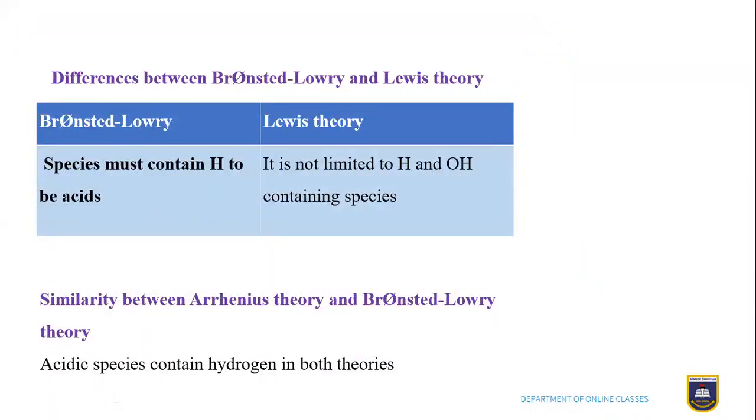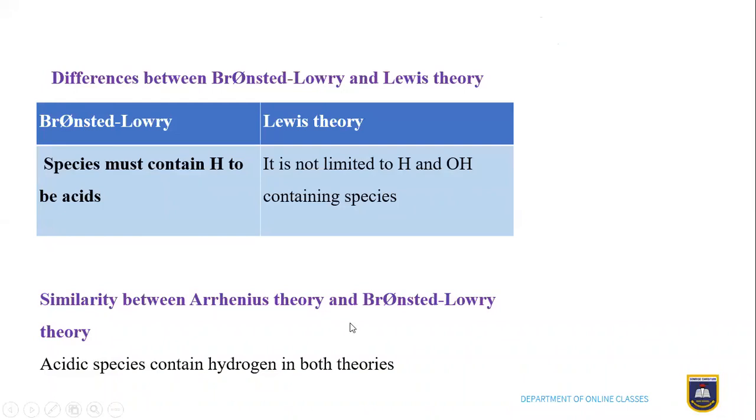Now, differences between Brønsted-Lowry and Lewis. So first it was Arrhenius and Brønsted-Lowry, then second, Arrhenius and Lewis, and this is the last one, Brønsted-Lowry and Lewis. Under Brønsted-Lowry, species must contain H to be acids. Under Lewis, it is not limited to H and OH containing species. You see the same thing under Brønsted-Lowry: you must contain hydrogen to be an acid. With Lewis, you don't need hydrogen to be an acid.